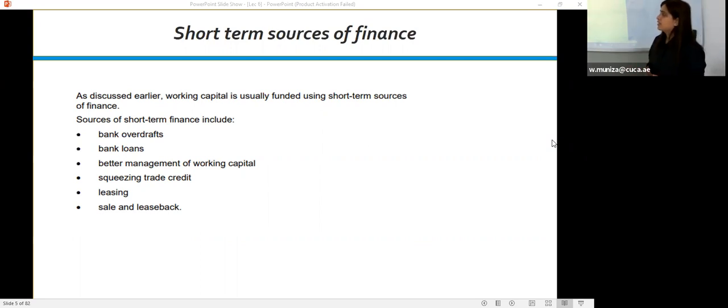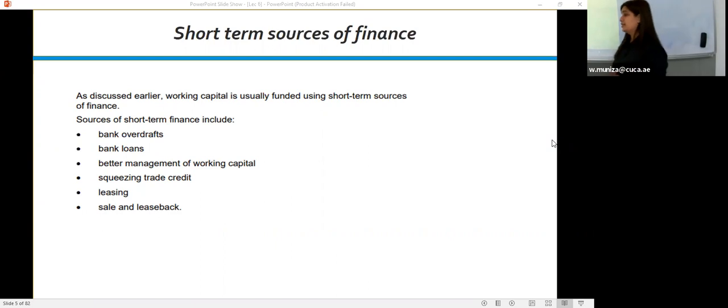Then we discussed in the working capital chapter that by managing working capital in a better way, we can earn short-term finance. For example, if we are not paying the payables in time, we are delaying their payment. That delayed amount provides us a short-term source of finance. On the other hand, if we are collecting the amount from the receivables by tightening our credit policy, then that amount also works as working capital for us. Then squeezing trade credit: even then, this provides us a short-term source of finance.